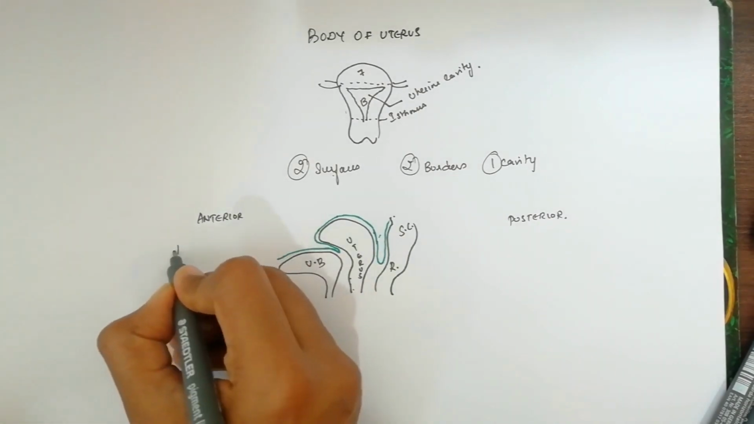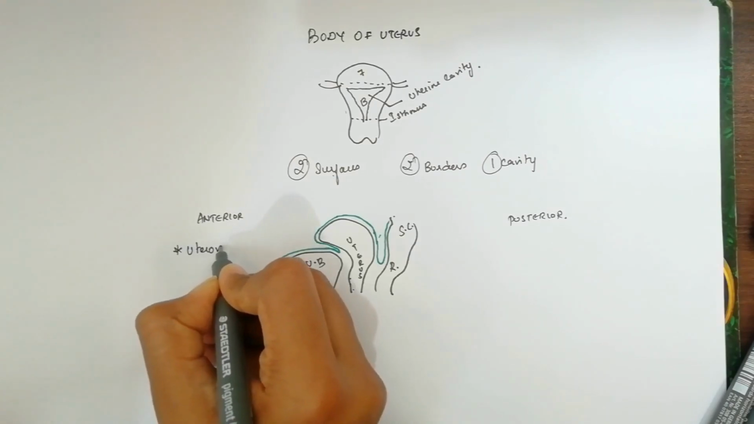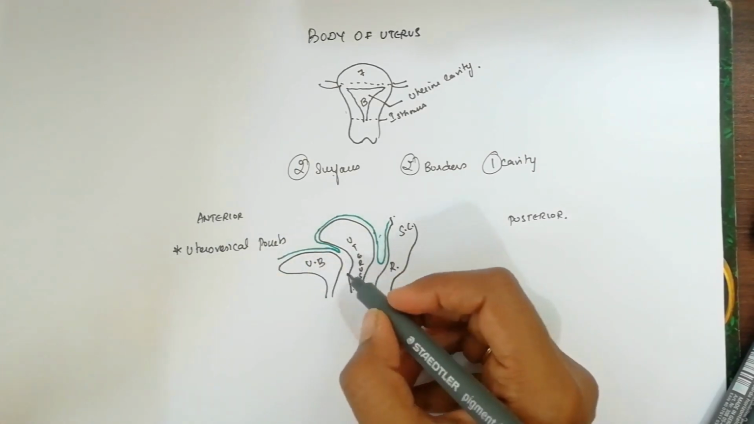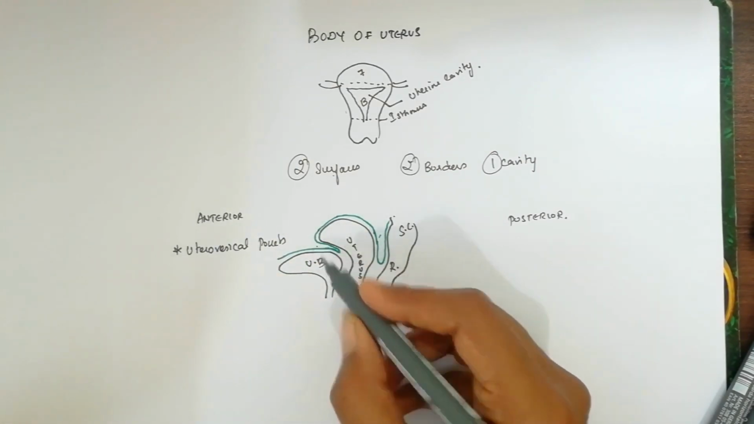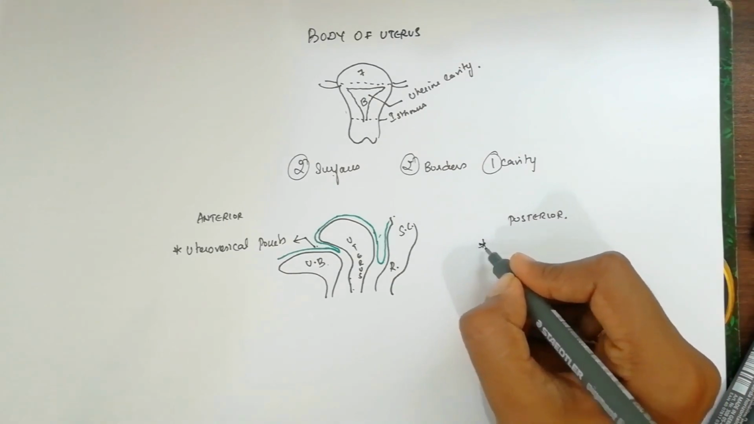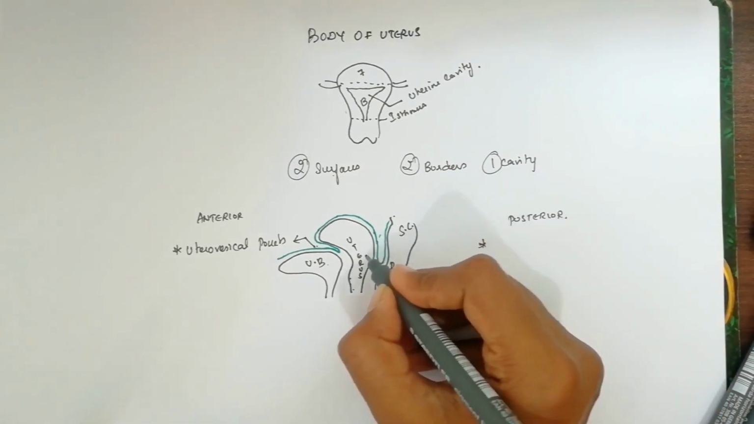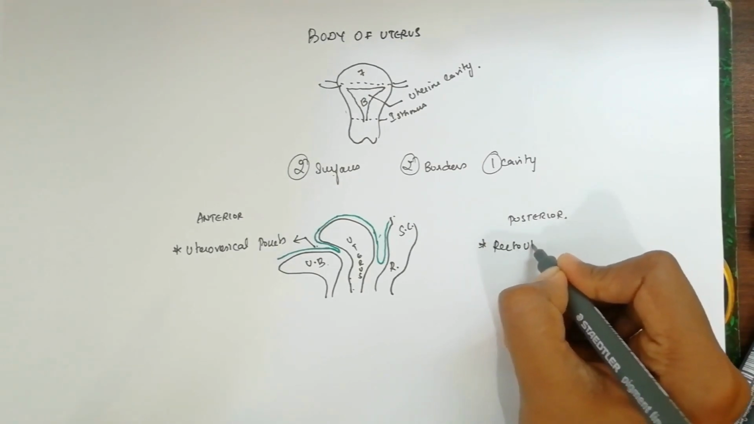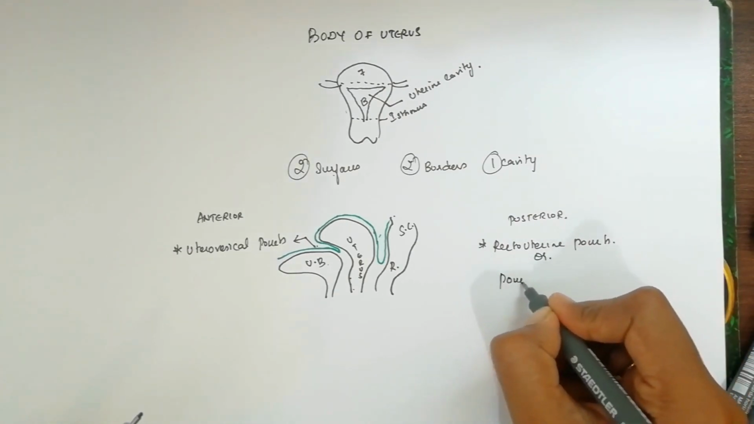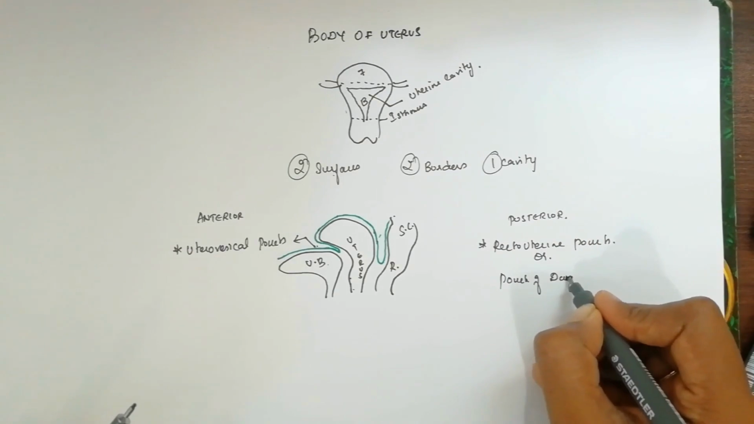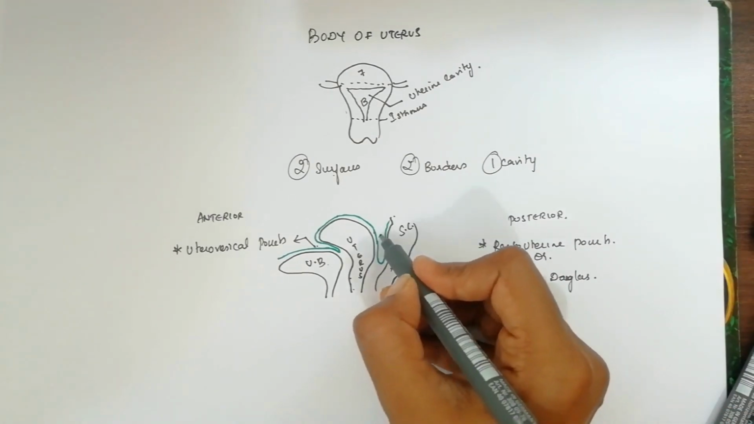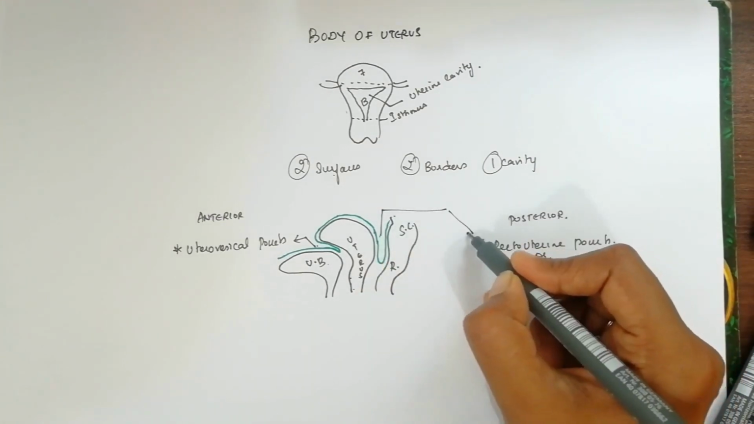So we are getting an anterior surface relation, that is the utrovesical pouch. Vesical here means the urinary bladder. Utrovesical pouch will be here. And then posteriorly we have another pouch, between the rectum and uterus. We are calling that the recto-uterine pouch. It has another name, the pouch of Douglas. Pouch of Douglas is another name for this recto-uterine pouch, which is seen here.